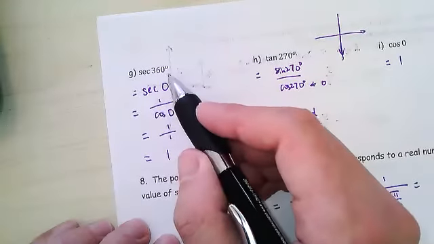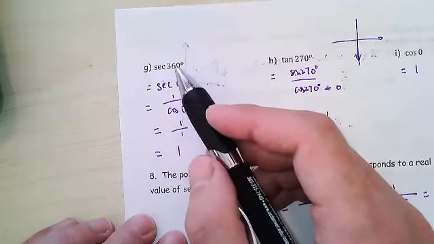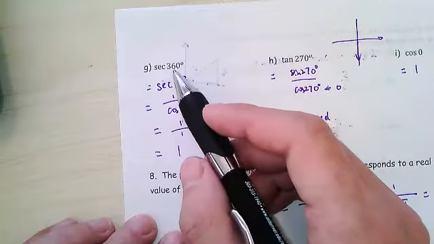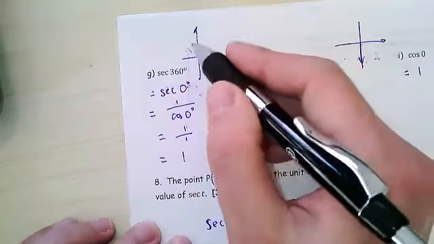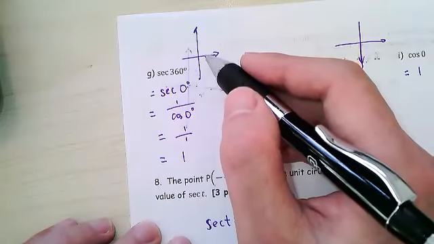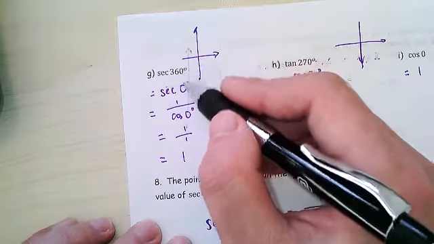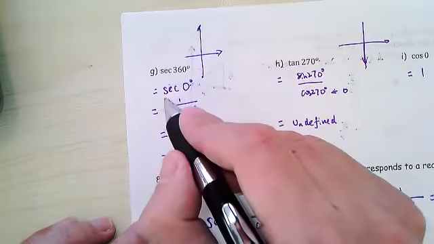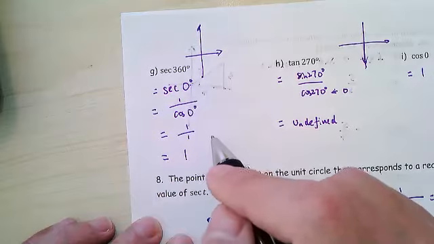Question G. Secant 360 degrees. Remember, on the coordinates, 360 degrees goes back to itself, back to 0 degrees, okay? Because it follows a 2 pi period. 2 pi period is just a 360 degree period. So you're looking for secant 0 degrees.